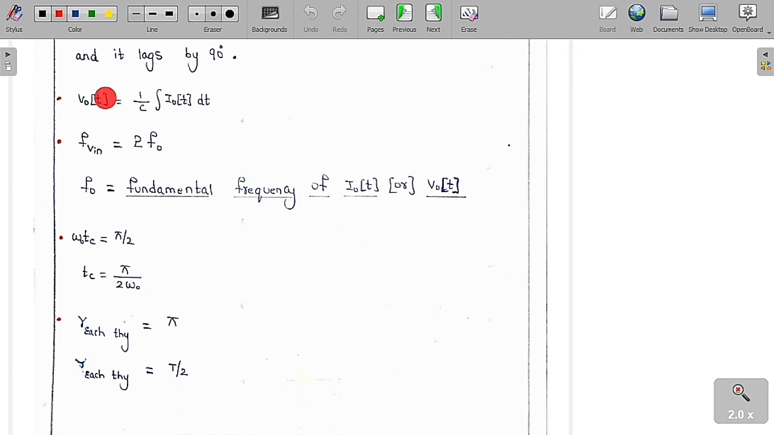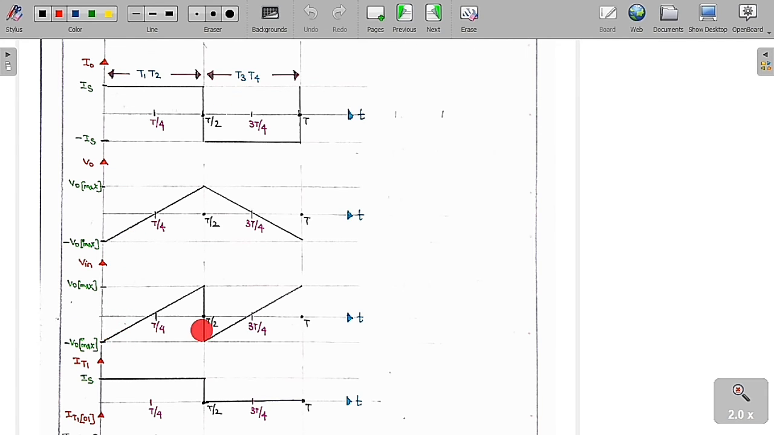So if you want the expression, output current is equal to C times derivative of output voltage, so output voltage is equal to 1 by C integration of output current into dt. This is the nature of the output voltage and output current across a capacitor. So I have already told you from 0 to T by 2, VIN is equal to V0. So it is the same as V0. Similarly from T by 2 to T, VIN is negative of the V0. So it is a negative of this one.